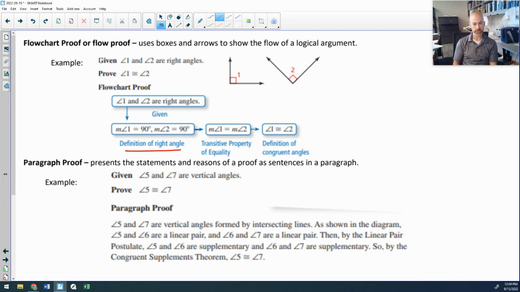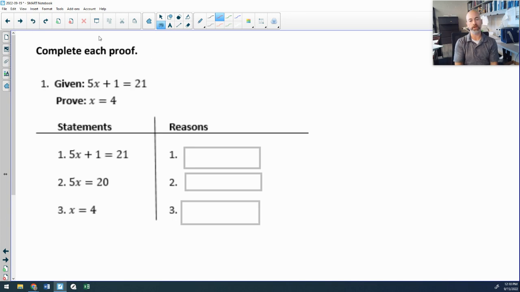And a paragraph proof is exactly what it says here. You're just writing it all out in paragraph form. That's probably my least favorite. I probably will not be doing any paragraph proofs, but I may do a flowchart proof or a flow proof. And now we will look at some examples.